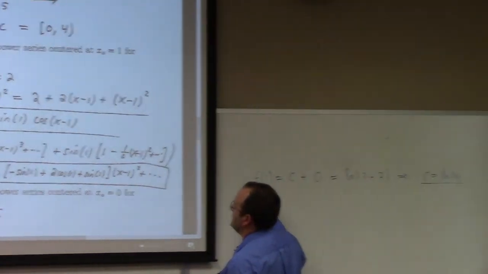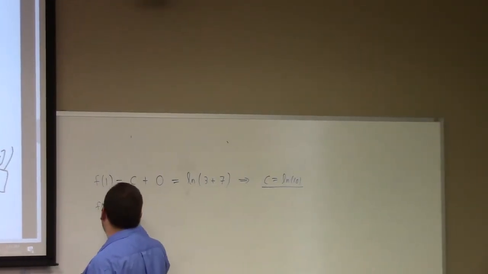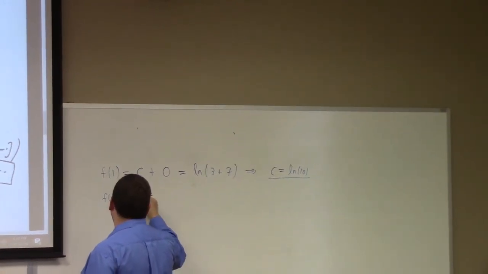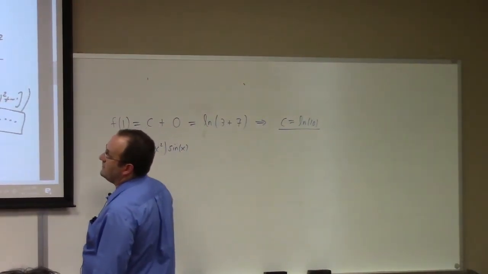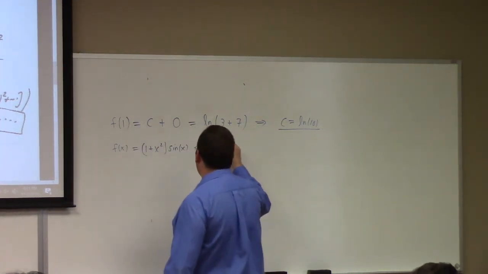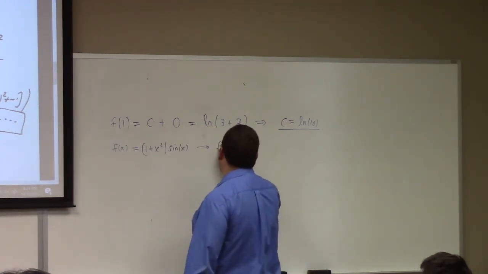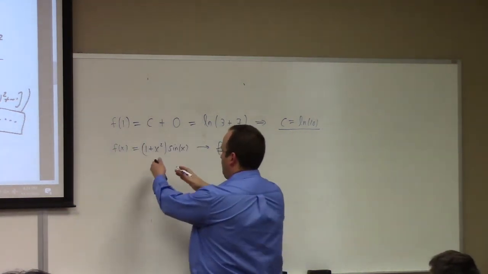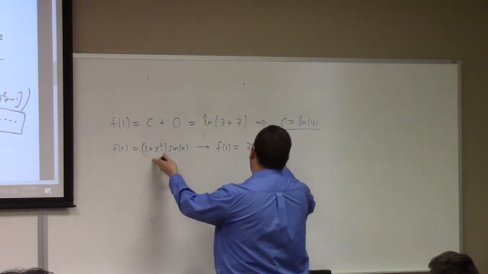But I wonder, for this one, if it's not easier to just look at g of x. So you have f of x equal to 1 plus x squared times sine of x. Let me write on the board. So here's f of x, it's given. Where are we centering it? At 1, right? So what is f of 1? 2 times the sine of 1, right?